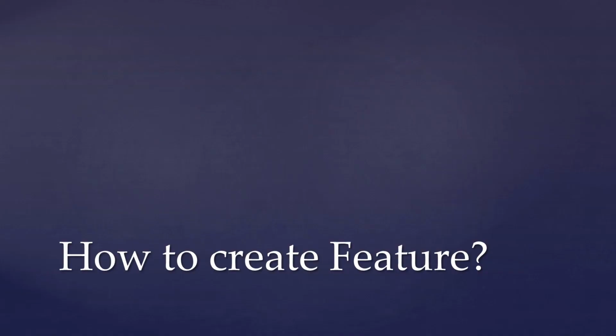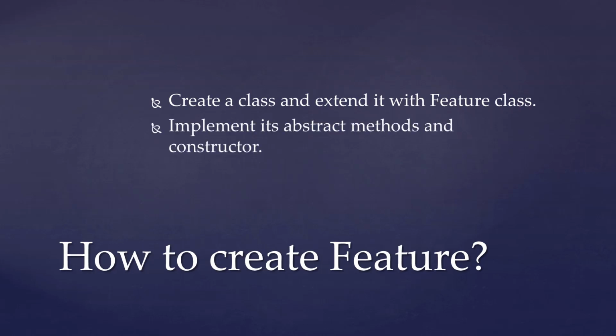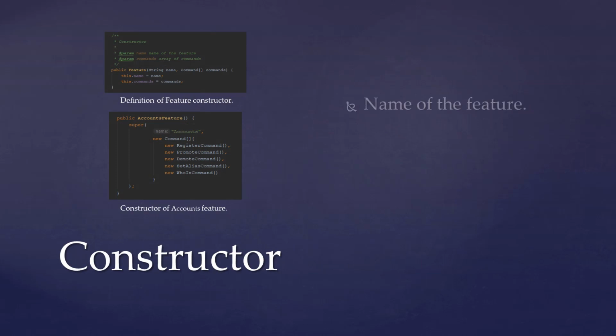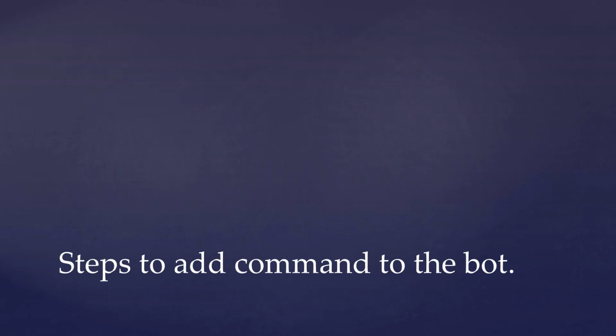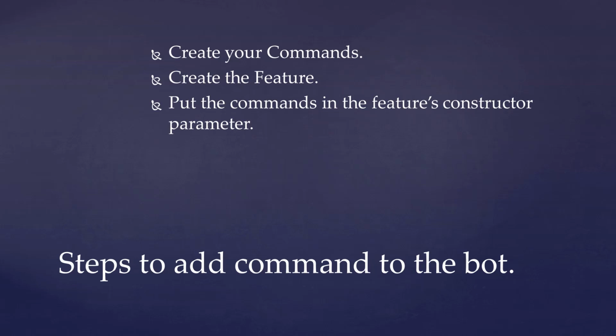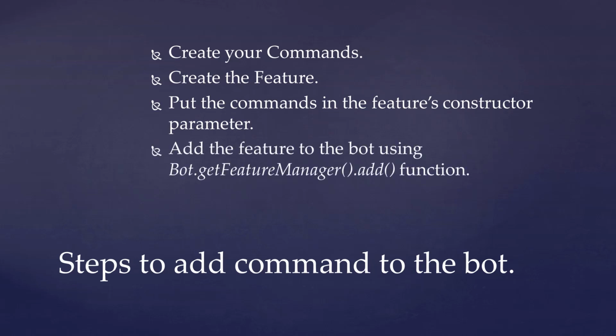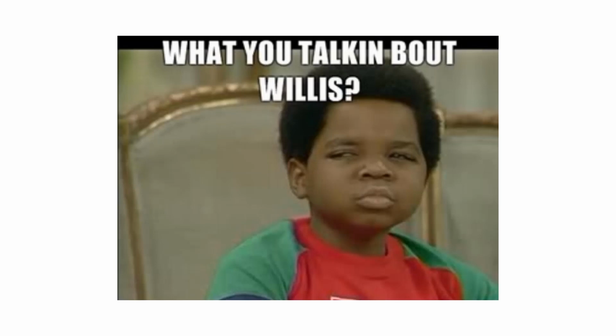The process to create a feature is pretty straightforward. You just have to create a class, extend it with feature, and implement its abstract methods and constructor. The constructor takes just two arguments. First is the feature name, and second is the array of command it has. So to add your own command to the bot, you will have to first create the command, then create the feature and put the command in its constructor parameter. Then finally add the feature to the bot using bot.getFeatureManager.add function in the addThingsInBot method in the main class. If all this is sounding very confusing, don't worry, you'll understand everything when we make our own command.